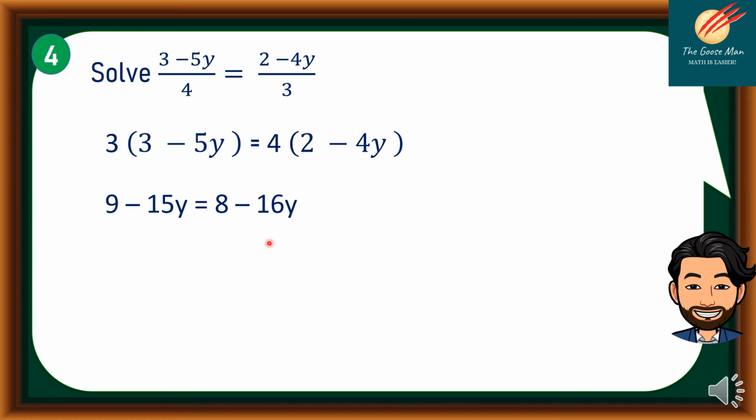Okay, group together the similar terms. So it means I have negative 15y plus 16y because we apply the addition property of equality, meaning to say we add both sides of the equation by 16y. Then we have here 8 minus 9, meaning to say we subtract both sides of the equation by 9. So simplifying it further, negative 15y plus 16y is equal to y. Then 8 minus 9 is equal to negative 1. So therefore, the value of y is equal to negative 1.